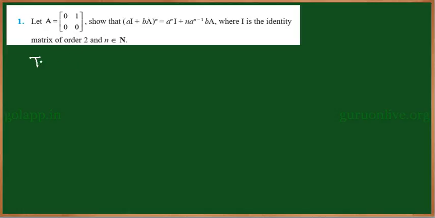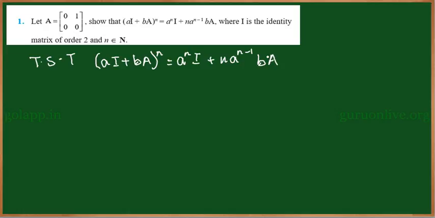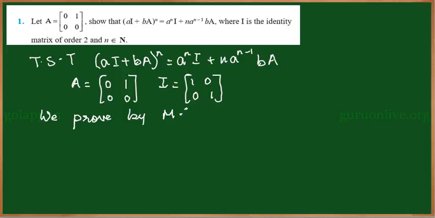So we have to show that (aI + bA)^n is equal to a^n I plus n a^(n-1) b A, where A is the given matrix, which is equal to [[0, 1], [0, 0]]. Also I is the identity matrix of order 2, which is equal to [[1, 0], [0, 1]]. We prove this equation by the mathematical induction method.